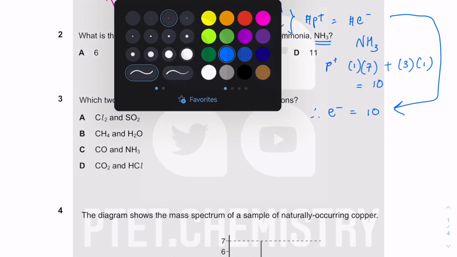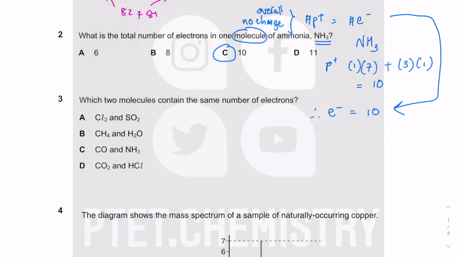Question 3 is something similar. So which two molecules contain the same number of electrons? So for chlorine, how should I do this? Okay, if I do chlorine, Cl2, protons, there will be 17 times 2, which is 34.